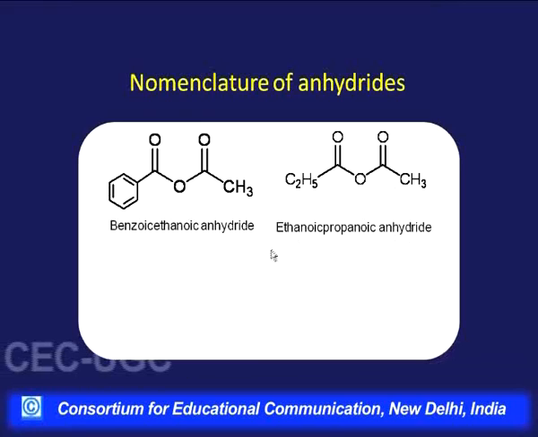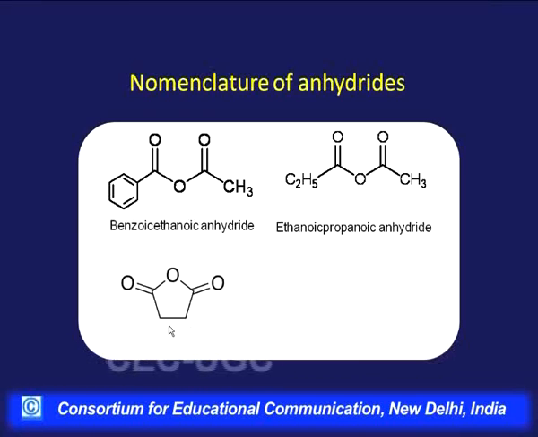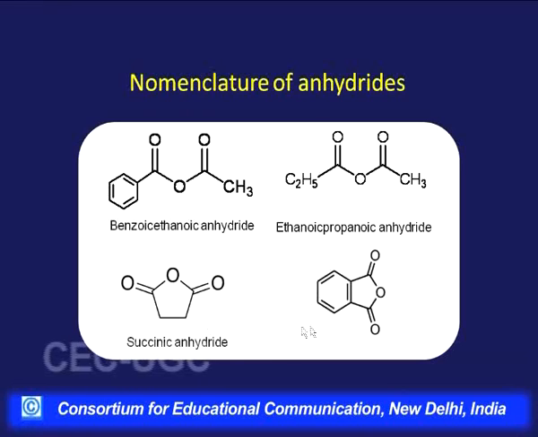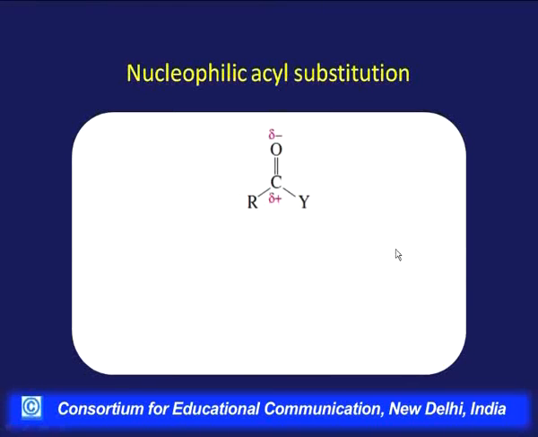Then we can get anhydrides even from the dicarboxylic acids, where in the same compound 2 carboxyl groups are present at a suitable position so that they can eliminate water and form anhydride, like succinic acid. The 2 carboxyl groups of the succinic acid may eliminate water to give this compound called succinic anhydride. Similarly, if the 2 carboxyl groups in the phthalic acid eliminate water, we get this compound called phthalic anhydride. So, this is about the nomenclature of these acid derivatives.